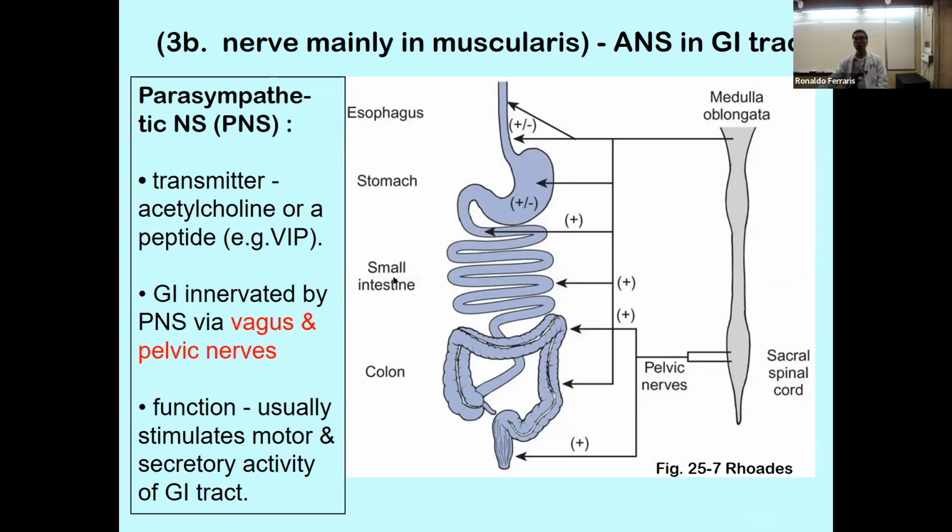Then we have the second category, the autonomic nervous system in the GI tract, located within the smooth muscle layer. This is your GI system again, from the esophagus to the anus and the rectum, and this is your spinal cord. The parasympathetic nervous system innervates the GI tract primarily via the vagus nerve, and the vagus nerve innervates the esophagus all the way down to the middle of your colon.